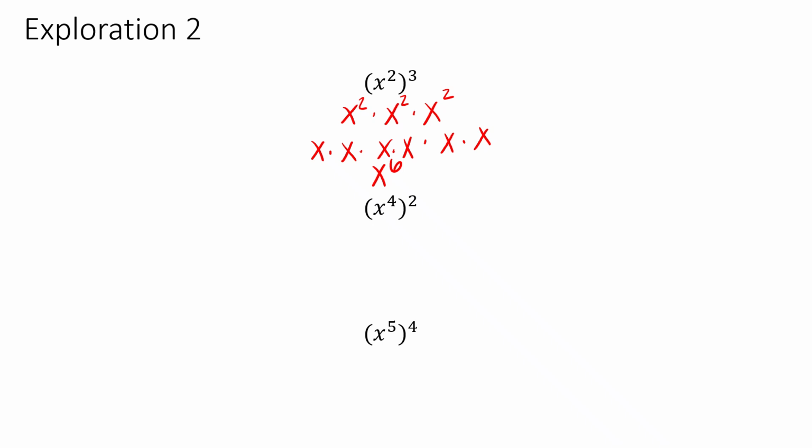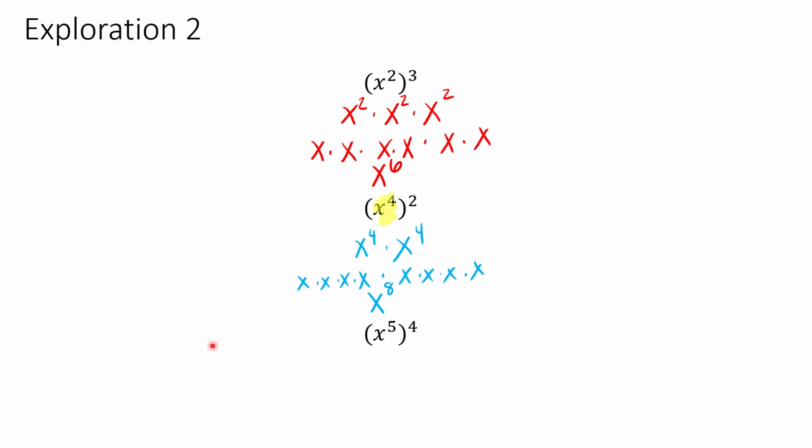Looking at the next problem, we have something being squared, and you say to yourself, well, what is being squared? Well, x to the fourth is what's being squared. And so this would be x to the fourth times x to the fourth, which would, of course, be 4 x's and then another 4 x's, which would give us 8 x's total. And we want to be looking for patterns, okay? Because we don't really want to have to do this out.